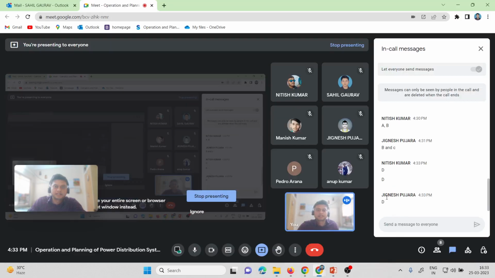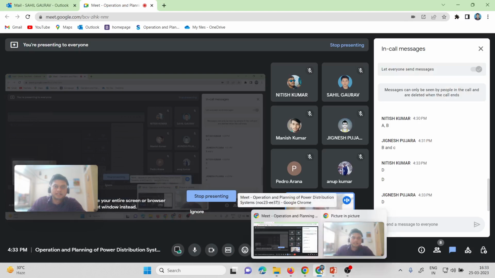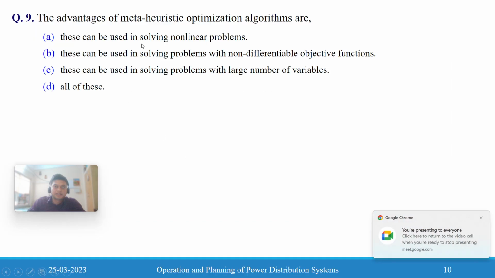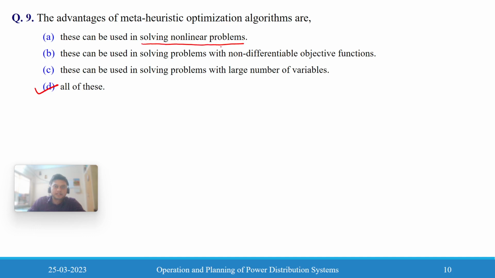Yes, Nitish and Jignesh, both of you are correct. D is the correct answer. That's why these meta-heuristic optimization algorithms are widely and commonly used in optimization problems, because of these advantages. So all of these is the correct option. The meta-heuristic optimization algorithm is used in solving nonlinear problems, problems with non-differentiable objective functions along with differentiable objective functions, and problems with a large number of variables.